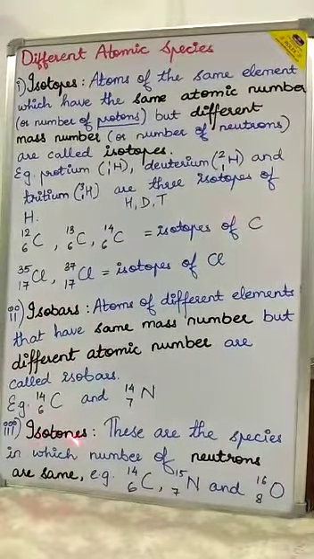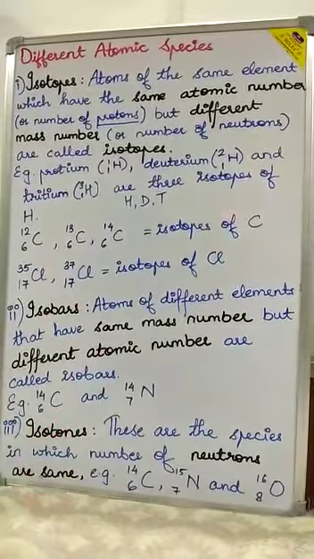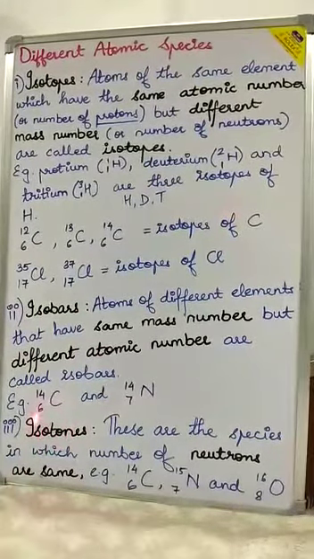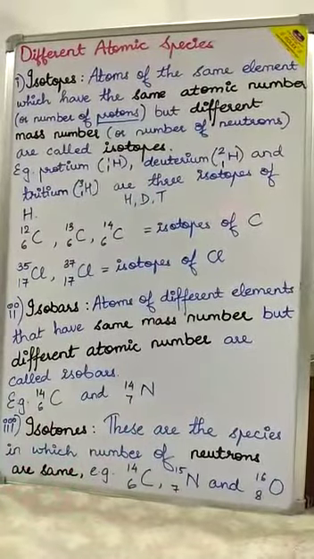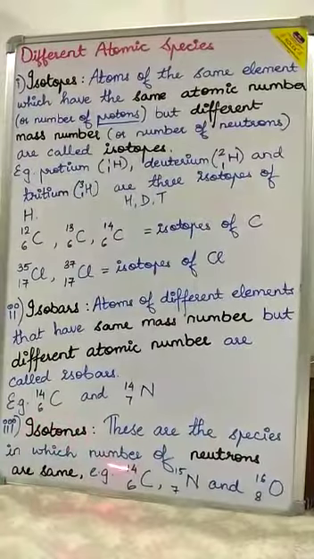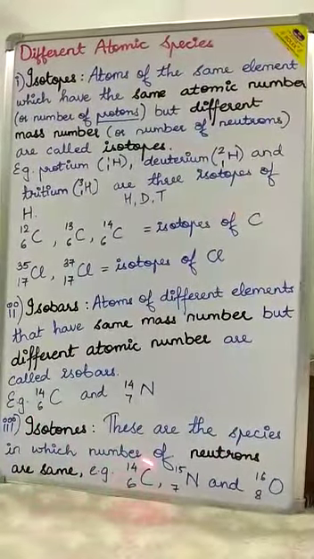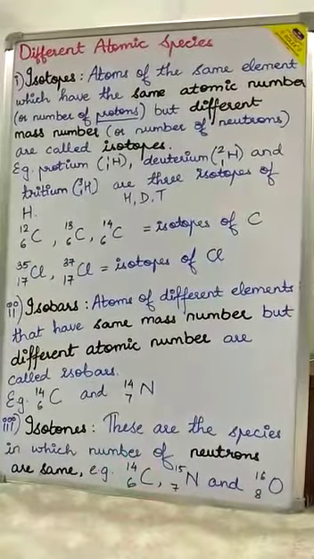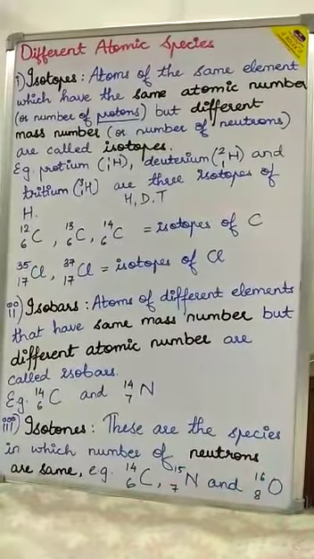Now students, I am coming to the third atomic species, isotones. Isotones, these are the species in which the number of neutrons is the same. Students, in isotones, the number of neutrons is the same. Examples are 6 carbon 14, 7 nitrogen 15 and 8 oxygen 16.